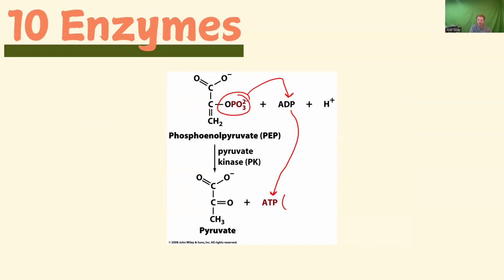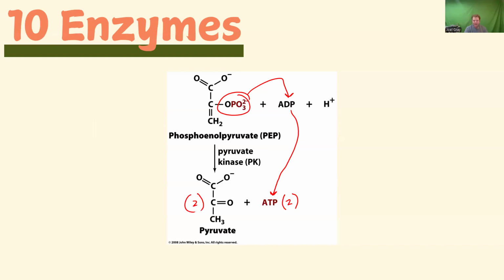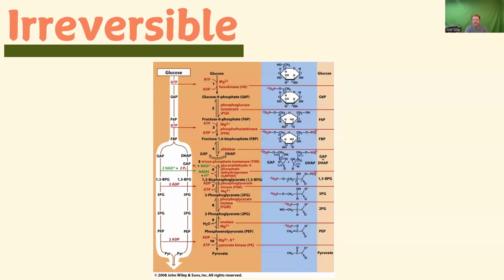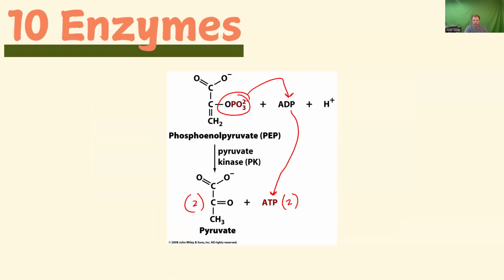We made a pair. We made 2 ATP. How many pyruvate? 2. So our output is, well, phosphoglycerate kinase got us 2 ATP, and that got us back to break-even money. Pyruvate kinase generated 2 more ATP. So when it's all said and done, we have a net of 2 ATP because this step, this transferase right here, got us to 0, and pyruvate kinase got us to profit.